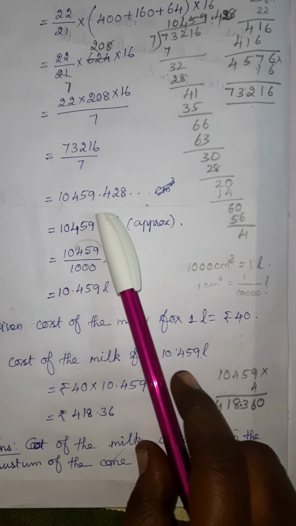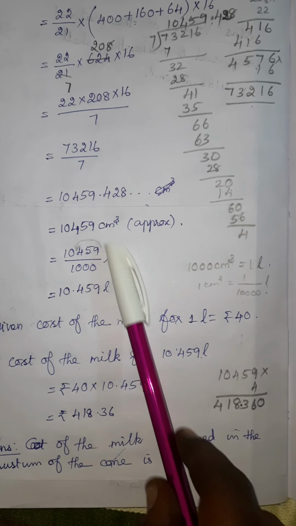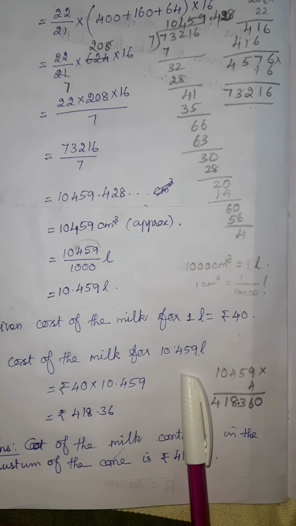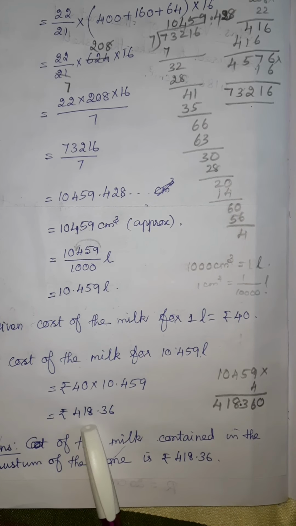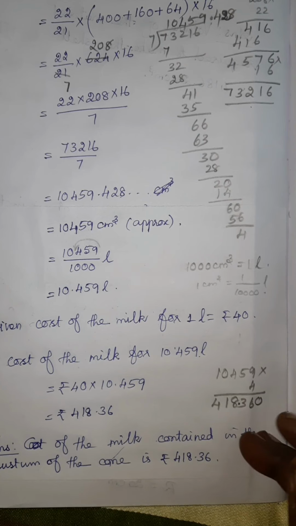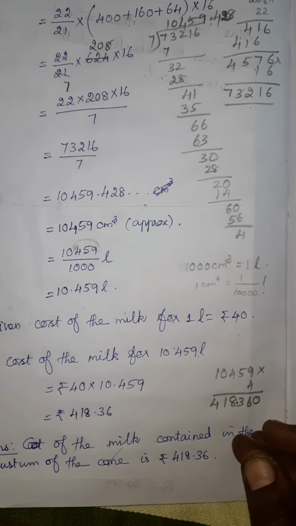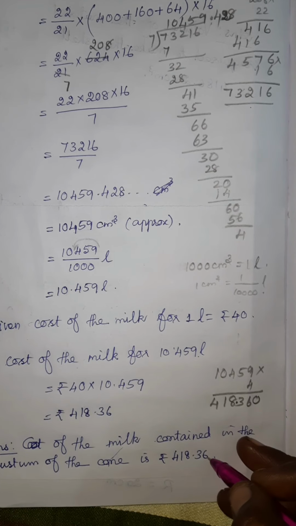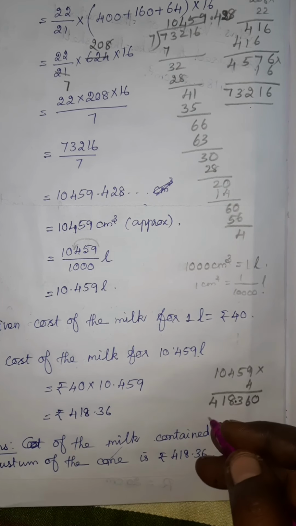So when you divide, at that time you approximate and change into liter and find the value. Okay, so you will get the cost. Here normally the cost we can write in 2 digits. Okay, paise we will write in 2 digits now. So you can write the same, no need to approximate. 418.36. Are you all clear?